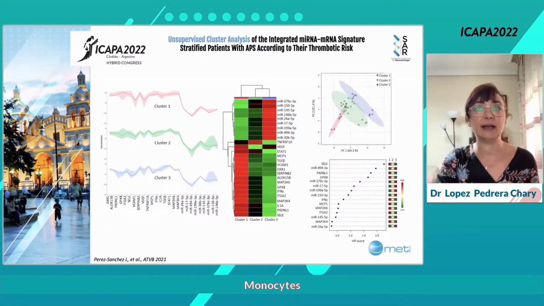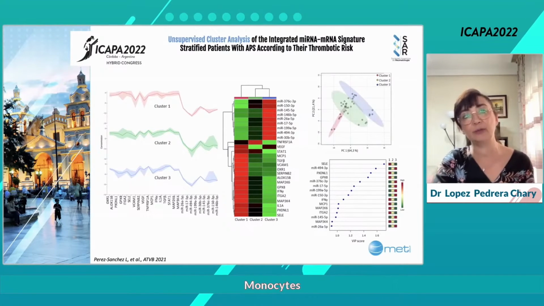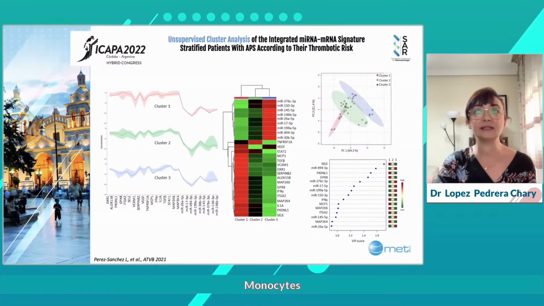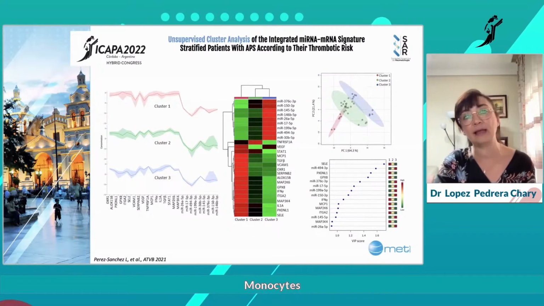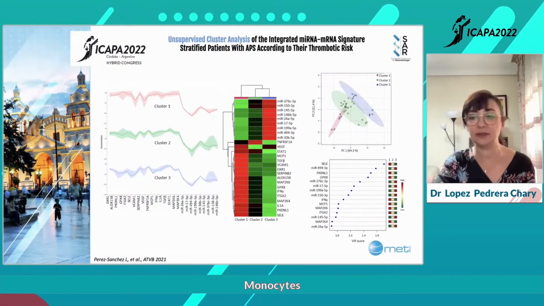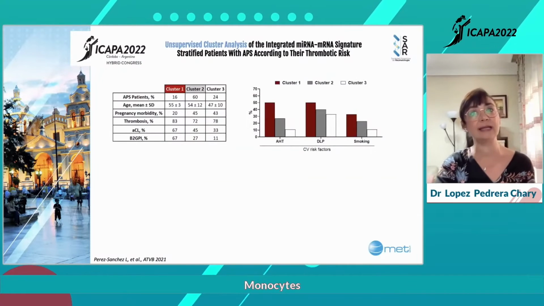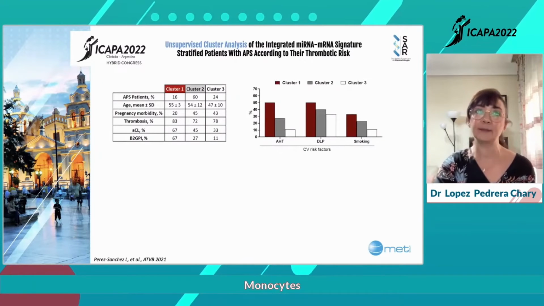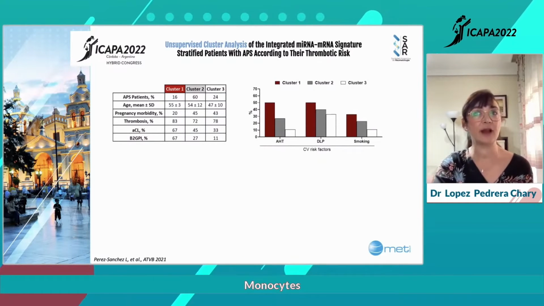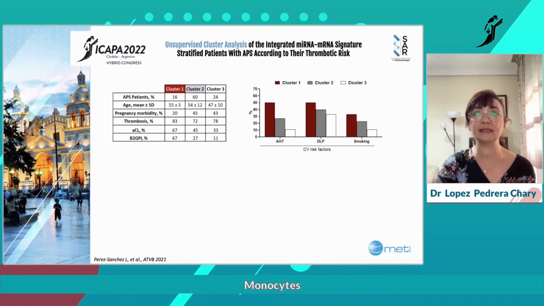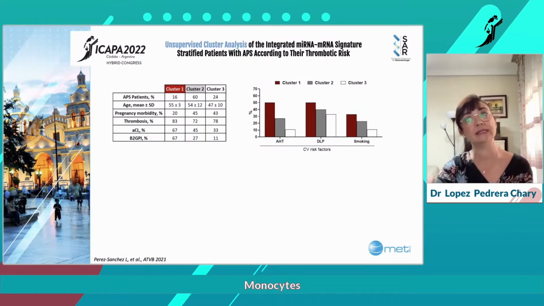Additionally, partial least squares discriminant analysis confirmed a clear separation between these molecular clusters, where some genes and microRNAs were identified as important variables that contribute to this discrimination. Then the clinical and laboratory profiles of each cluster were evaluated. Consistently, cluster 1 was described by patients that had suffered thrombotic episodes with low incidence of obstetric morbidity, high positivity for antiphospholipid antibodies, and high prevalence of cardiovascular risk factors.